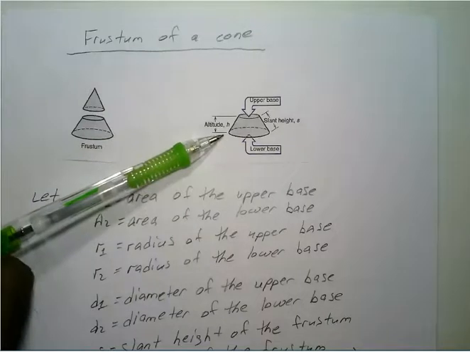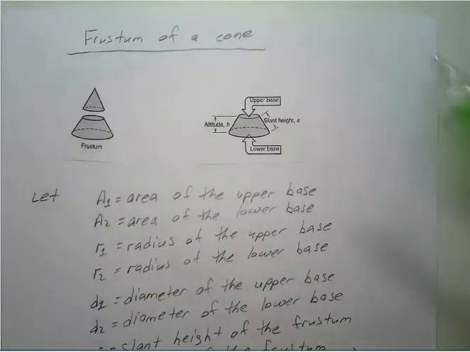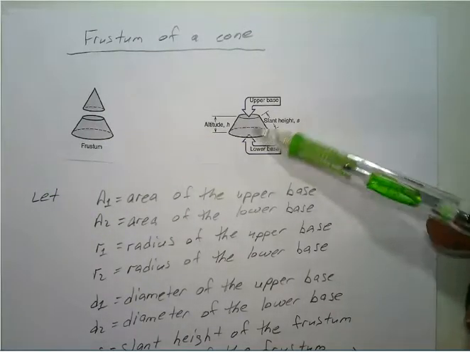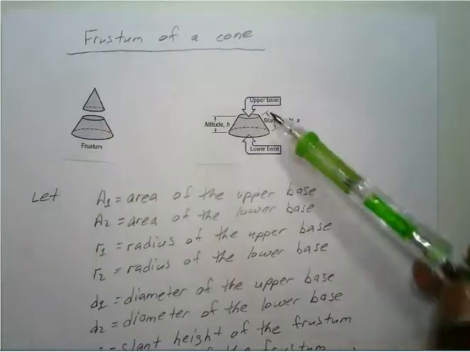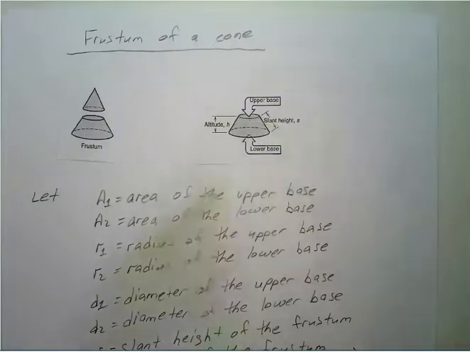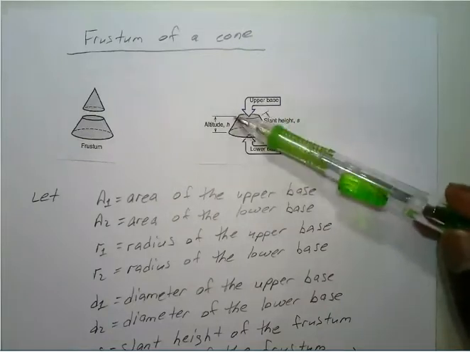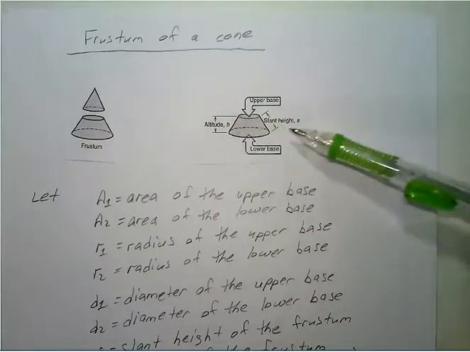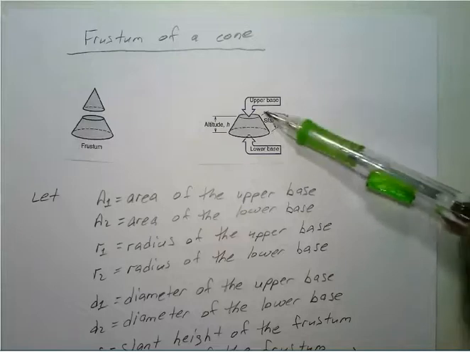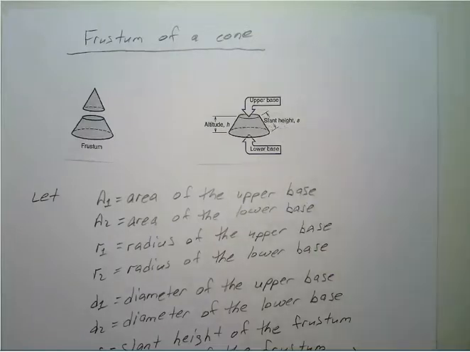Just the bottom portion is the frustum, so we now have our lower base, and just like here, we have our upper base where we made our chop. We have our altitude, which is the distance between the two bases, and we have our slant height, which is the height of the slant or the height of the lateral surface area.